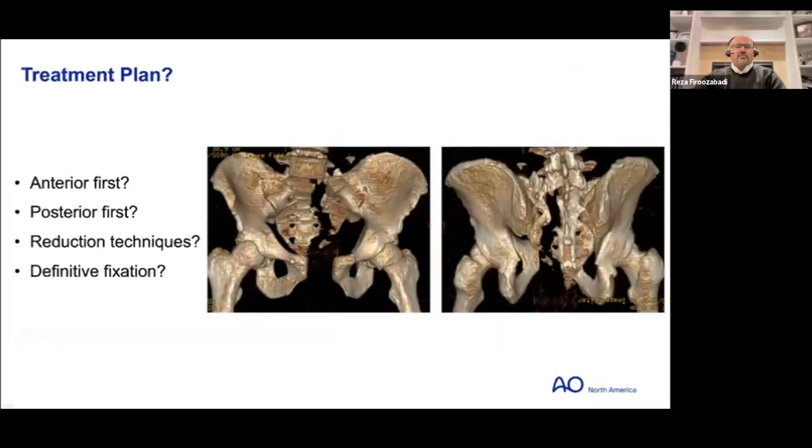Yeah, sure. Certainly start anteriorly. We have a lot more reduction options anteriorly than we do posteriorly. And so you can kind of get the ball a lot further down the field anteriorly before you have to go posteriorly, as opposed to the other way around, if that makes sense.